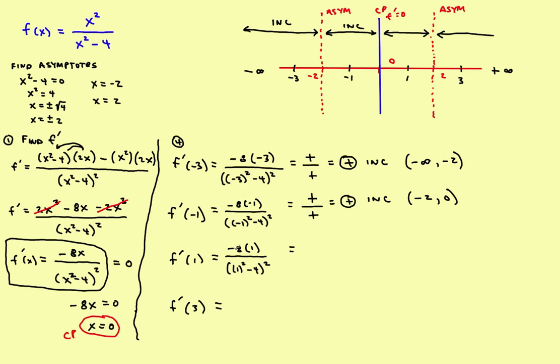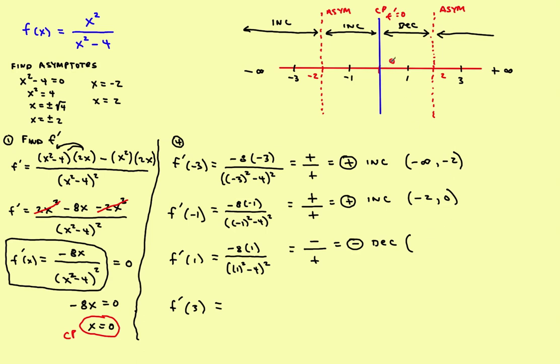Now on the top, you've got a negative times a positive, which will give you a negative, divided by the bottom, which again will always be positive. A negative divided by a positive gives you a negative. So the first derivative is negative, which tells you that it is decreasing in this interval.